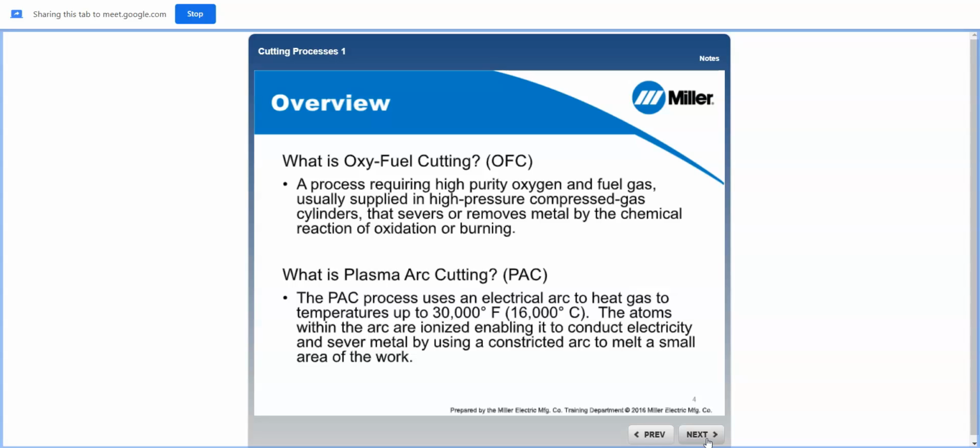The oxy-fuel cutting process severs or removes metal by the chemical reaction of oxidation or burning. This occurs when pure oxygen is applied to the hot, preheated metal. The metal is maintained at elevated temperatures with the flame from the burning oxy-fuel gas mixture. The oxy-fuel process requires high purity oxygen and fuel gas, which comprises an explosive fuel gas mixture. The oxygen and fuel gases are usually supplied in high pressure compressed gas cylinders.